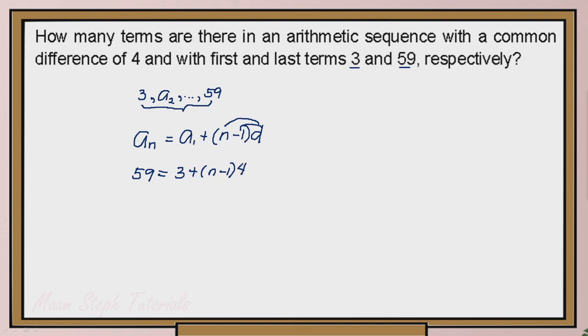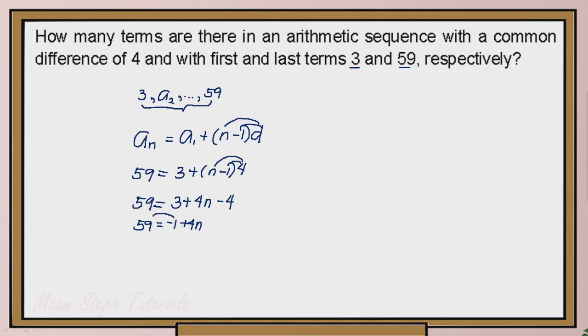So, ang kasunod nito is we will distribute 4 to each of the terms here. So, 4 times n and 4 times negative 1. So, we will just copy 59 equals 3 plus 4n minus 4. And then we can go ahead and combine 3 and negative 4. So, 3 minus 4, that will be equal to negative 1 plus 4n. And then sa kabilang side is yung 59. So, para makuha natin yung n, is isa-separate natin yung may variable sa walang variable.